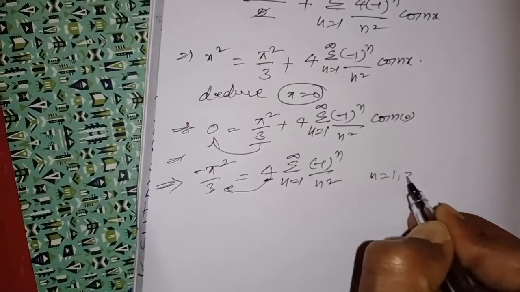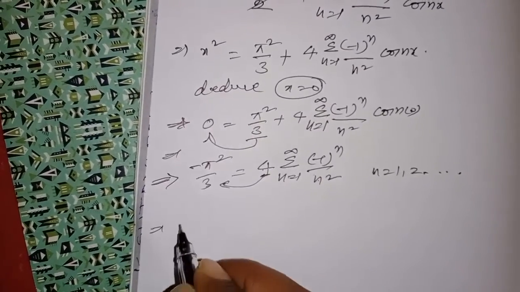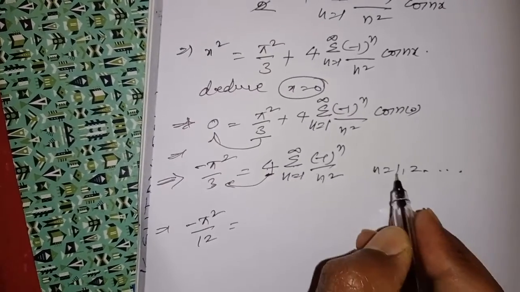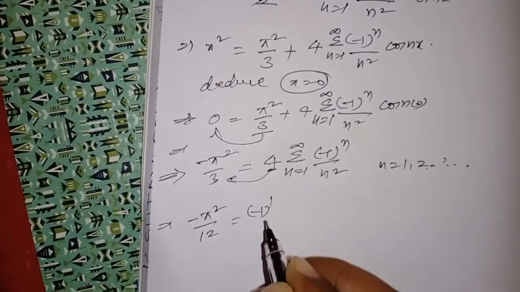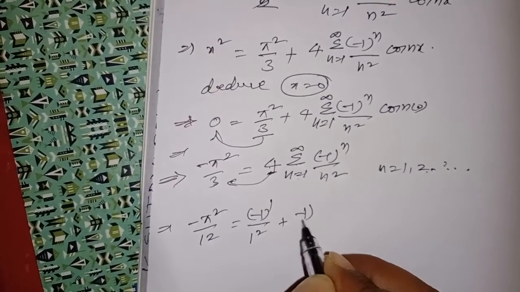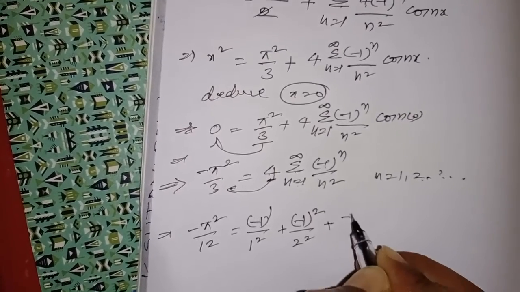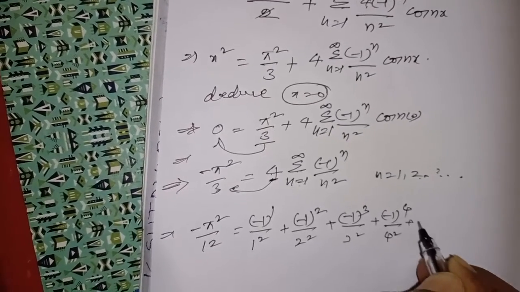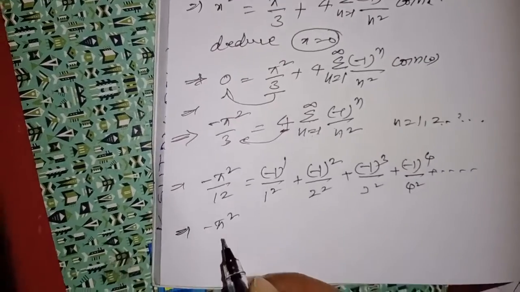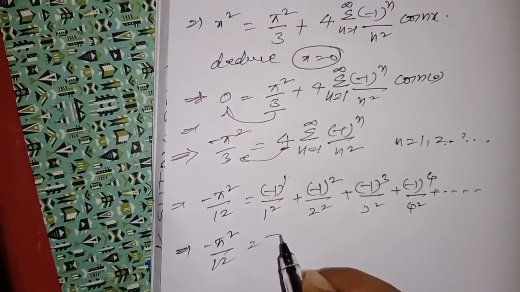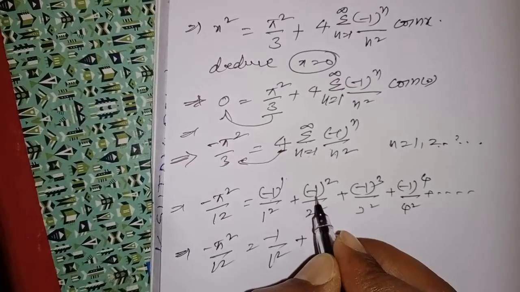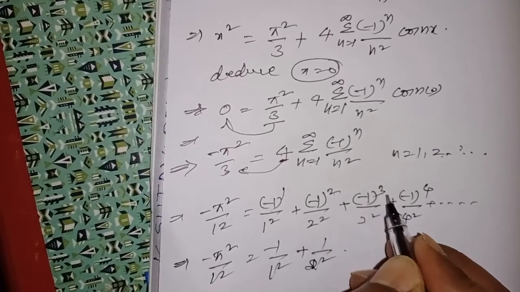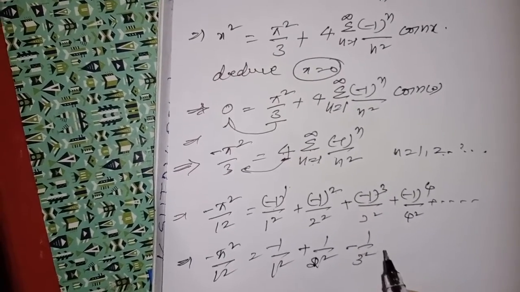Now again substitute n is equal to 1, 2, 3 and so on here. That is equal to minus pi square by 12 is equal to, we are removing summation, means substituting n is equal to 1, 2, 3 and so on. So minus 1 power 1 by 1 square plus minus 1 power 2 by 2 square plus minus 1 power 3 by 3 square plus minus 1 power 4 by 4 square plus so on. So that is equal to negative pi square by 12 is equal to minus 1 power 1 is minus 1 by 1 square plus, it is minus 1 to the power of 2 is 1 by 2 square. See, this is minus 1 to the power of odd number, it is negative value, 1 by 3 square and so on.